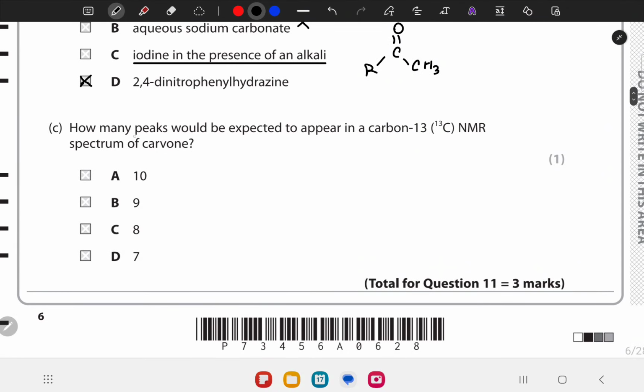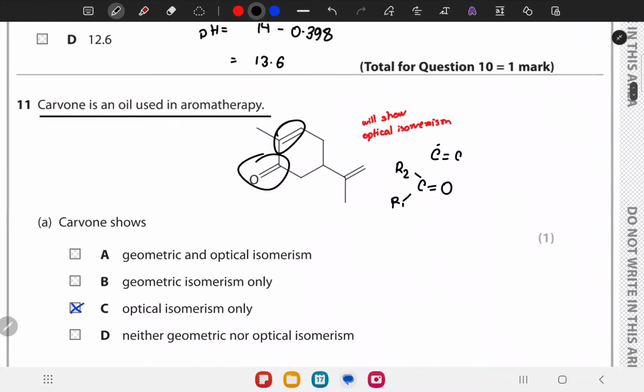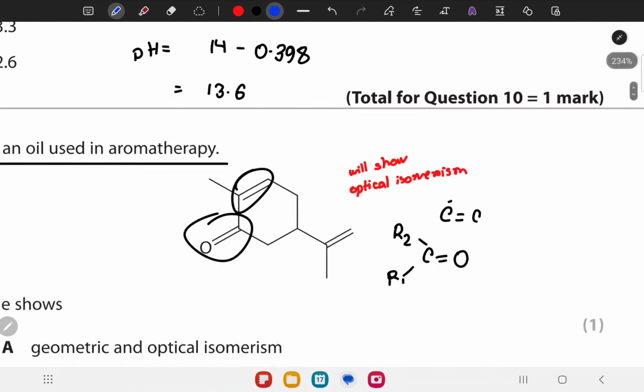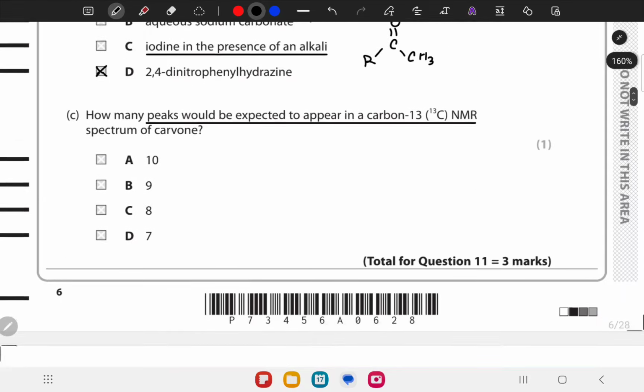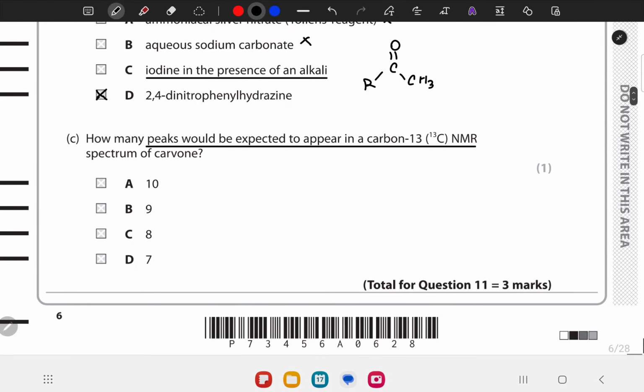Now we have to state how many peaks would be expected in the carbon 13 NMR of carbon. We have 1, 2, 3, 4, 5, 6, 7, 8, 9, 10. We have 10 carbon atoms over here. We have no symmetry in this, so none of the carbons are in equivalent environments. So no carbon are equivalent to each other. So all of them will have a separate peak in the carbon 13 NMR. So A, 10, is our answer.